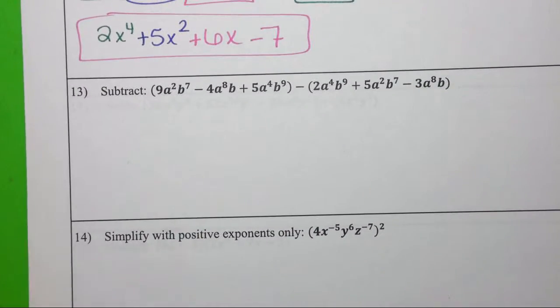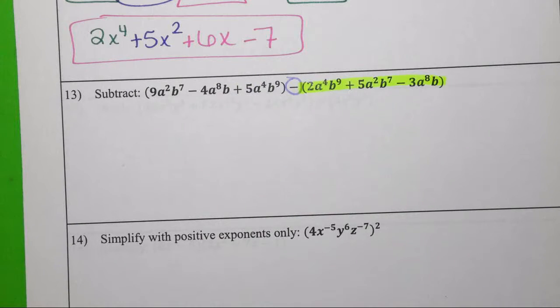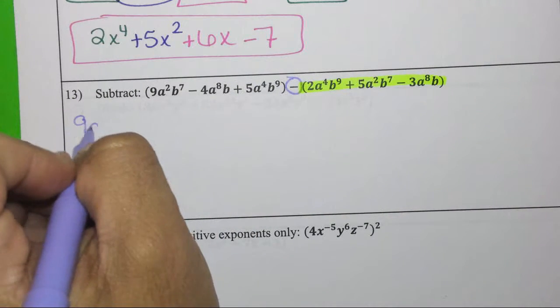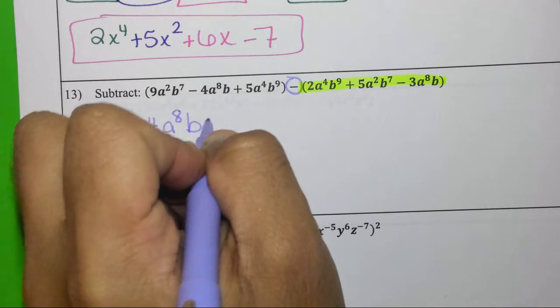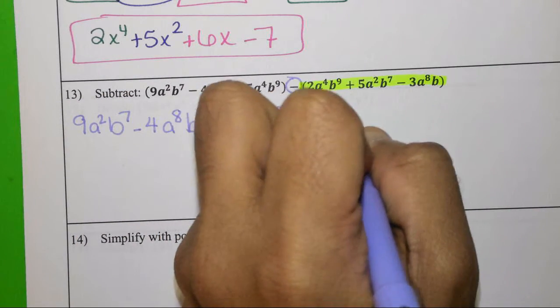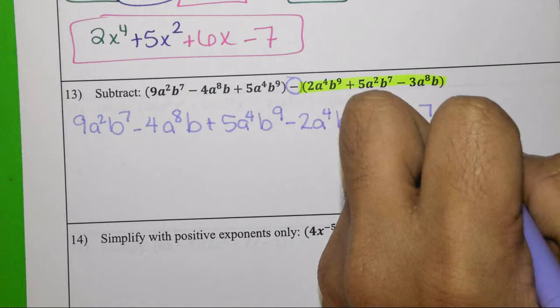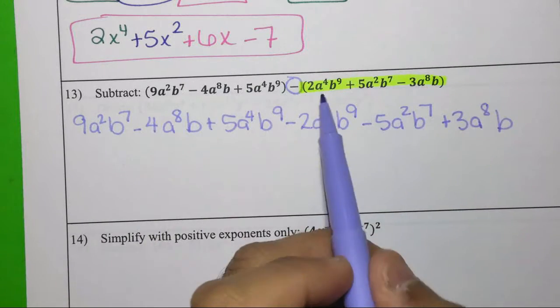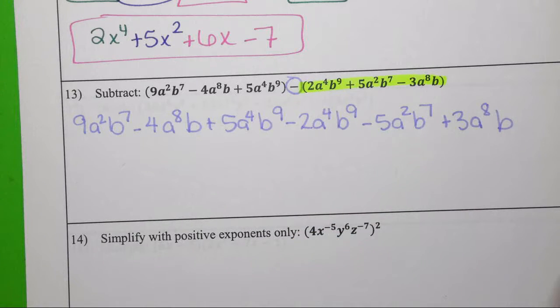Number 13 is the same thing. You're subtracting. So here is my subtraction sign, and you want to change the signs behind the minus to its opposite. So really I have 9a squared b to the 7th minus 4a to the 8th b plus 5a to the 4th b to the 9th minus 2a to the 4th b to the 9th minus 5a squared b to the 7th plus 3a to the 8th b minus addition. So yes, the signs did change.